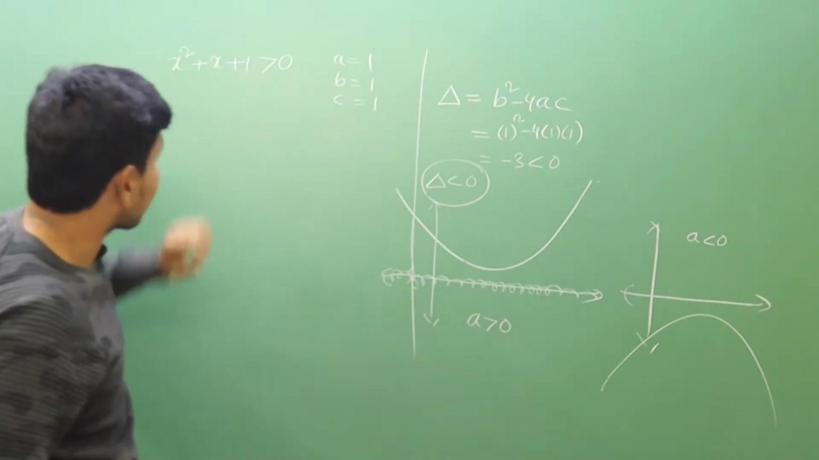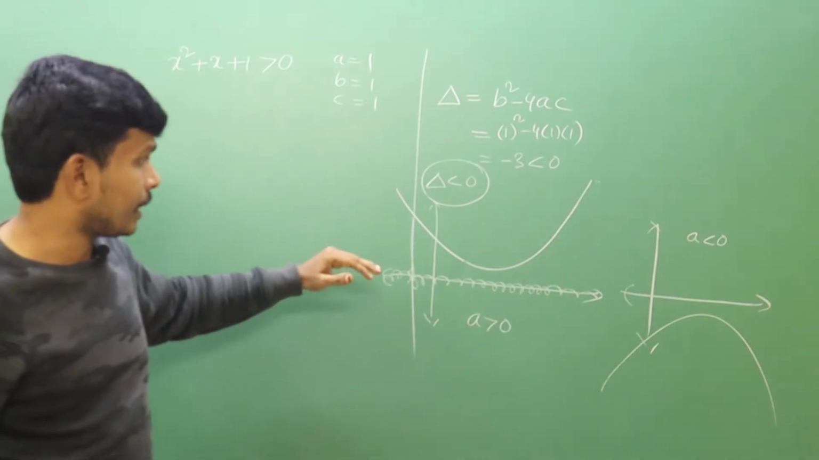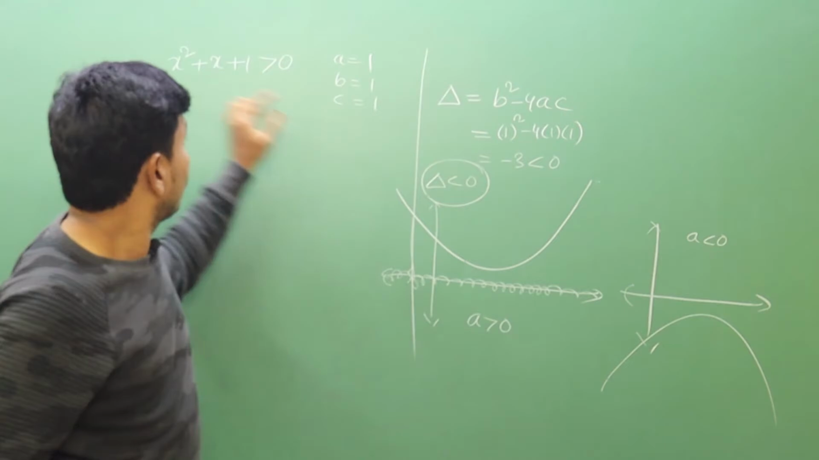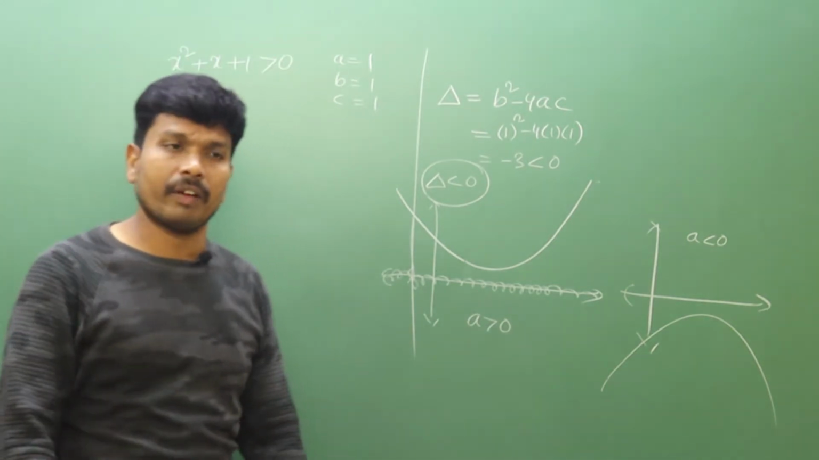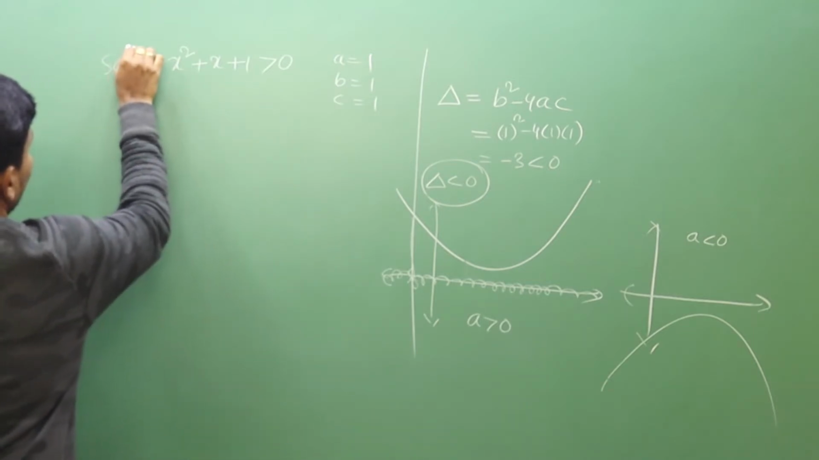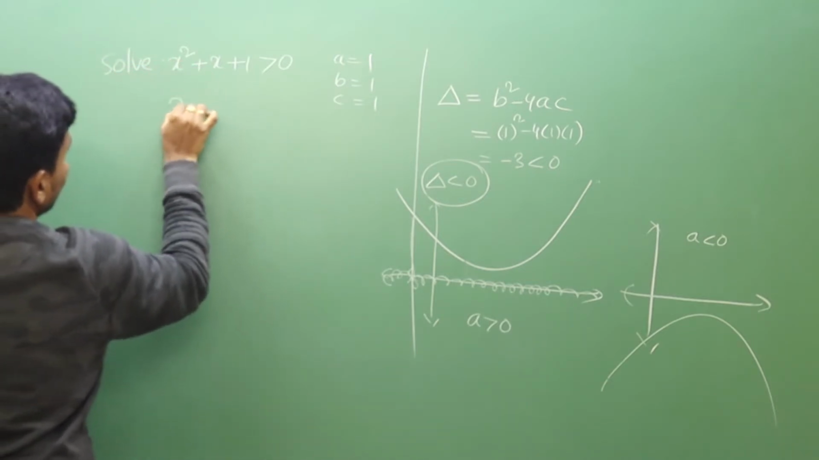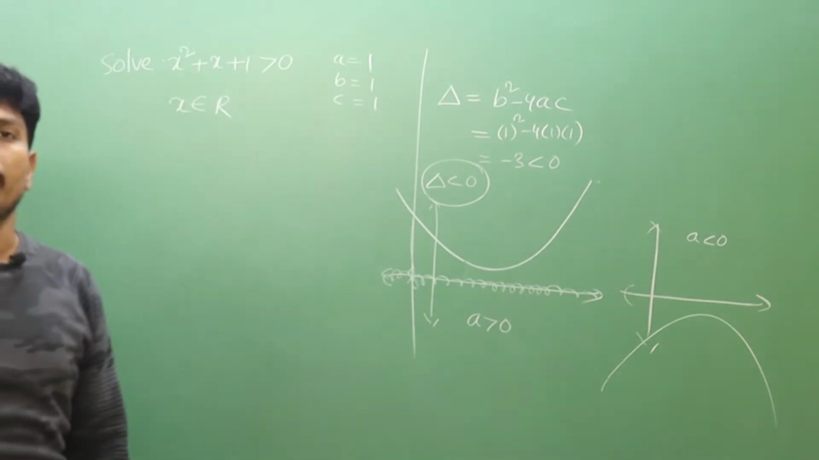So what is the answer, can you say? Any real number x you substitute, you will get positive only; otherwise check it with any real value. So the problem is solved. The solution is x belongs to all real numbers.